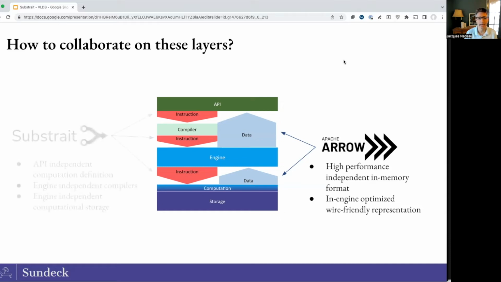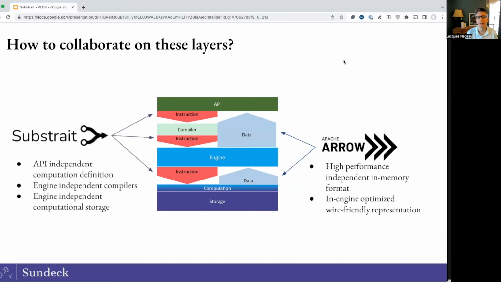And that was really the idea behind Substrate: let's come up with an independent representation of instruction, right? And there are several different layers that this instruction can occur at. You've got your API level instructions, which are a logical representation of what you want to do. You've got something that's coming out after the compiler has worked on it, which is much closer to a physical concept around what we want to do.